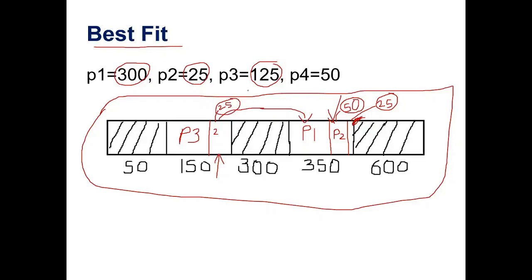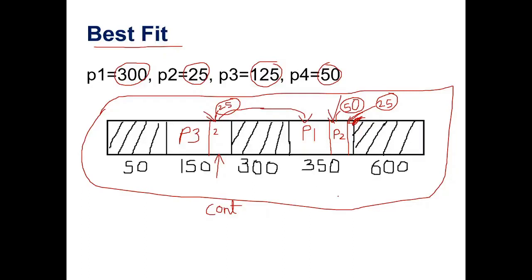Another process comes, P4, with size 50. Can you allocate the process P4? There are two smallest blocks available, one on this side with size 25 and one at the corner with size 25. So 50 size is available in the memory, but you cannot allocate it to process P4 because it is not in a contiguous form. It is not in one place. So you cannot allocate the process P4 here.